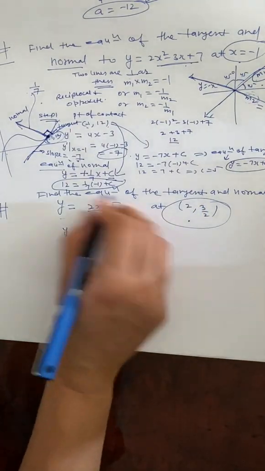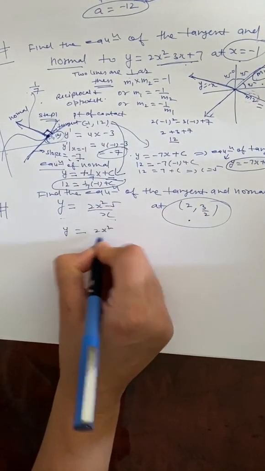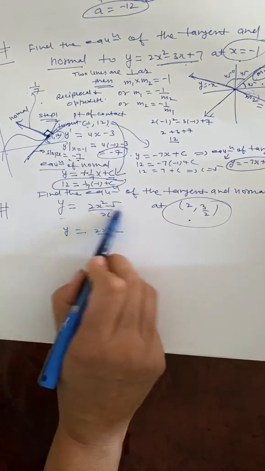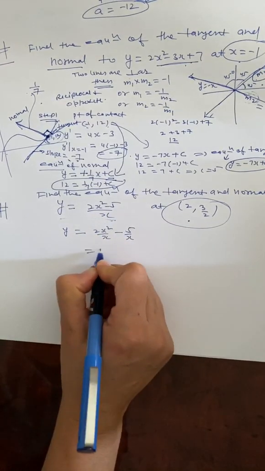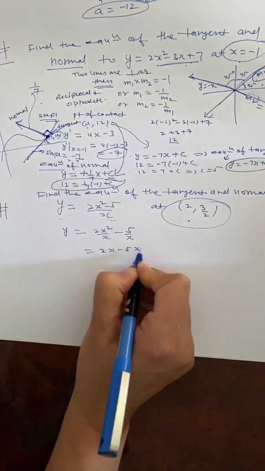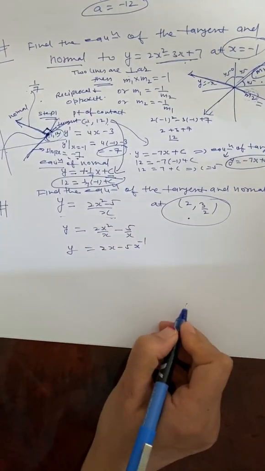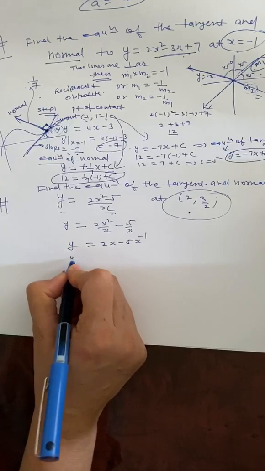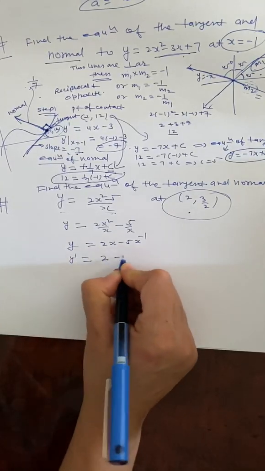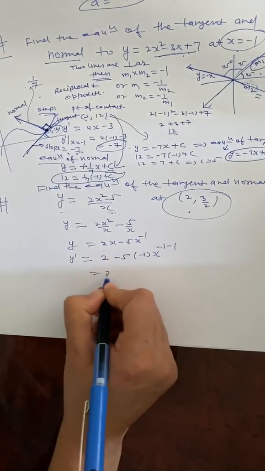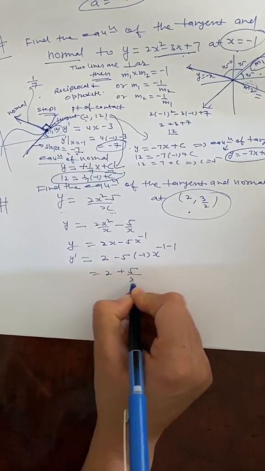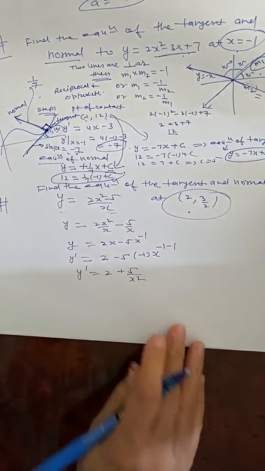So now we will simplify. When we have more than one term in the numerator and only one term in the denominator, we can separate them. So this is 2x minus 5x to the power of negative 1. So this is your y. Now we need y dash, which is equal to 2 minus 5 times negative 1 times x to the negative 2, which is equal to 2 plus 5 over x squared. So this is our y prime.